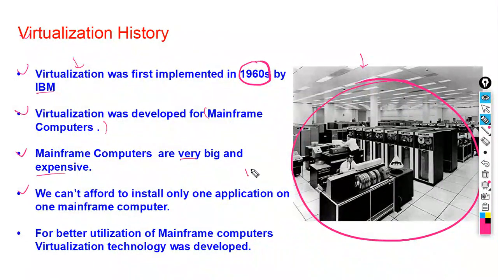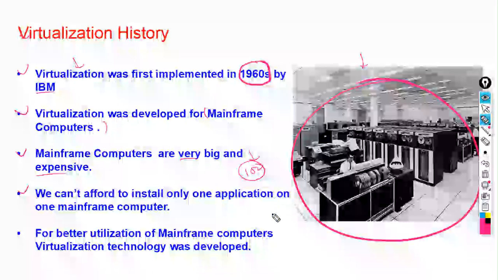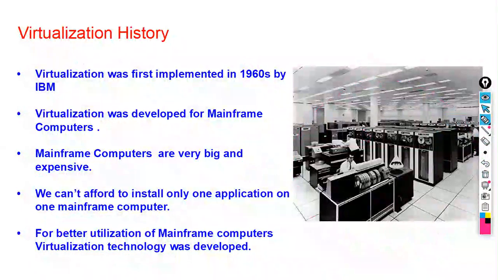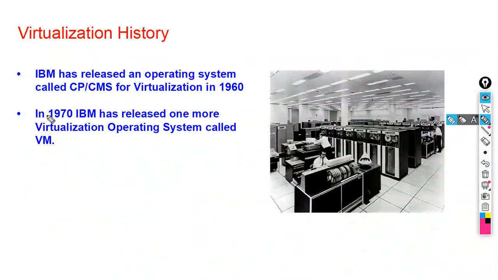Let us say we have 100 applications. Will it be very expensive to purchase 100 mainframe computers? Yes. That is why IBM developed this virtualization technology, so it can run multiple applications on one mainframe computer simultaneously. We cannot afford to install only one application on one mainframe computer. For better utilization of mainframe computers, virtualization technology was developed. IBM released an operating system called CP/CMS for virtualization in 1960. Then in 1970, it released another operating system called VM.